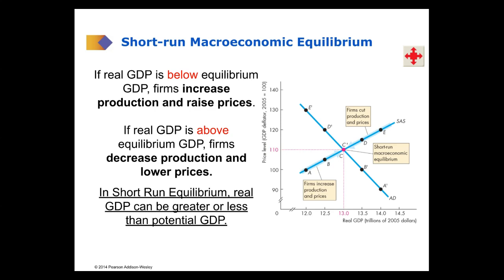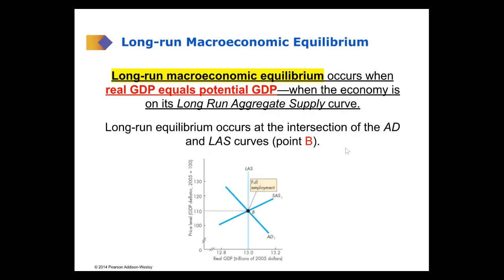And so, in the case of a short-run macroeconomic equilibrium, if real GDP is below equilibrium GDP, firms will increase production and raise their prices. And if real GDP is above the equilibrium GDP, then firms will decrease production and lower their prices. And so in the short-run equilibrium, real GDP can be either greater or less than potential GDP. At points A or B, you're going to be below potential GDP. And at points D and E, you're going to be above potential GDP. So when you're above potential GDP, firms need to cut production and prices to bring us back into equilibrium. And when we're below potential GDP, then firms need to increase their production and their prices to bring us back to equilibrium.